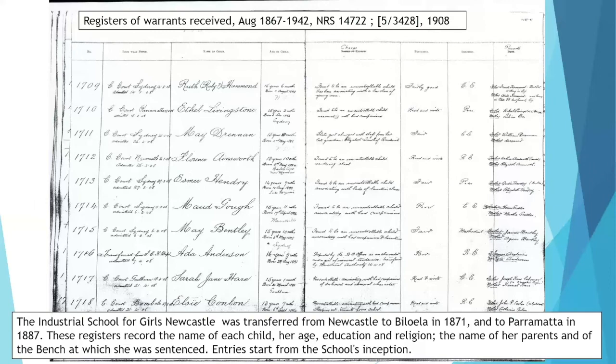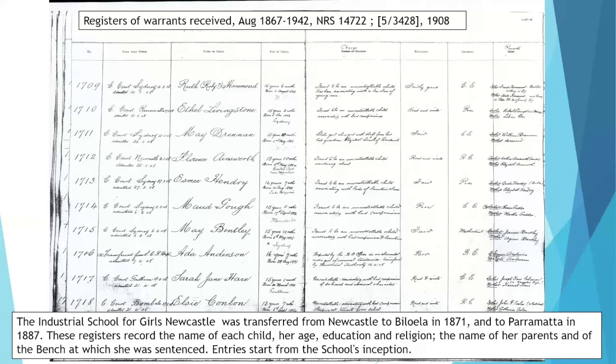Here we've got the Industrial School for Girls, which was firstly at Newcastle in 1867, and then it's moved several times. So it went to Balaila in 1871 and then to Parramatta. So Parramatta Girls' Home is a more recent name for the Industrial School for Girls.